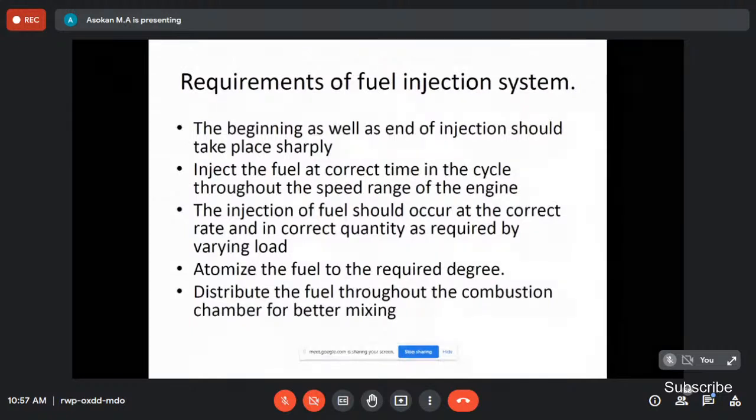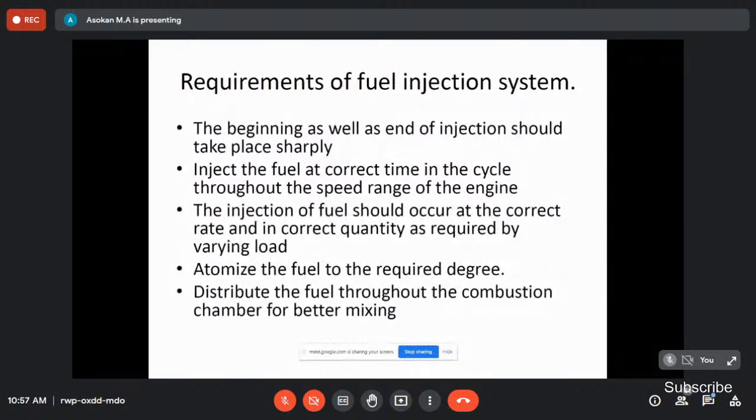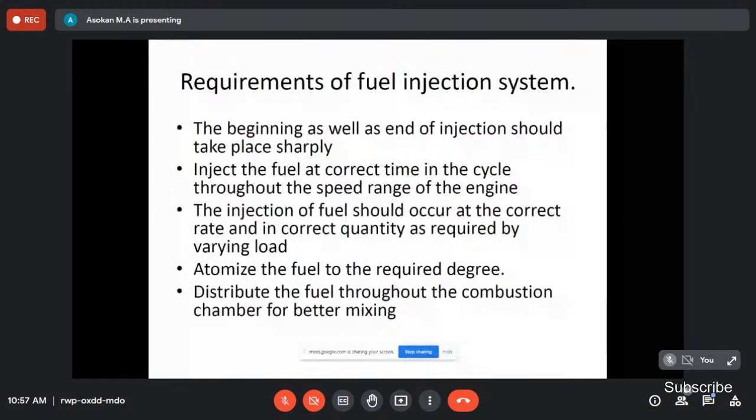After injection only can we atomize. That's why this much pressure is needed. At that pressure we inject the diesel into the system so that atomization ultimately takes place. Suppose we inject the diesel with very low pressure, there is no atomization. So the fuel should be distributed throughout the combustion chamber for better mixing. Like that, we can provide the shape of the piston and valve opening, everything.